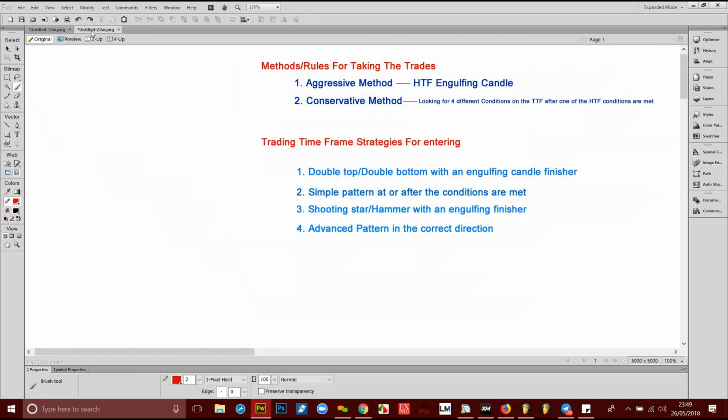Now, before I even begin to trade that time frame, I can decide to enter the market aggressively or conservatively. If I decide to enter the market aggressively, meaning I'm not waiting for more order confirmation, order conditions to align, I just want to enter aggressively, then what I need to do is to look for a higher time frame engulfing candle. You guys will hear me talk about engulfing candle a number of times. So look for an engulfing candle.